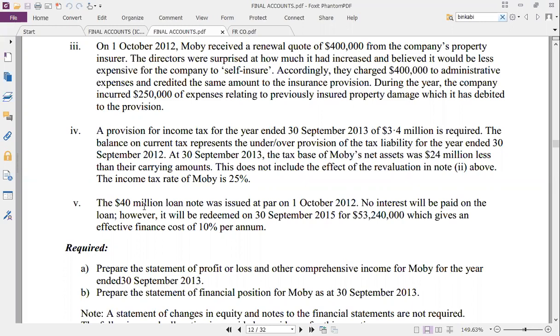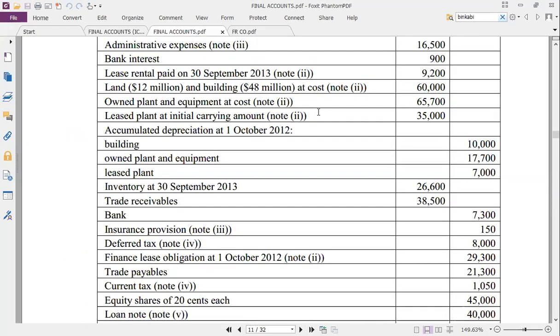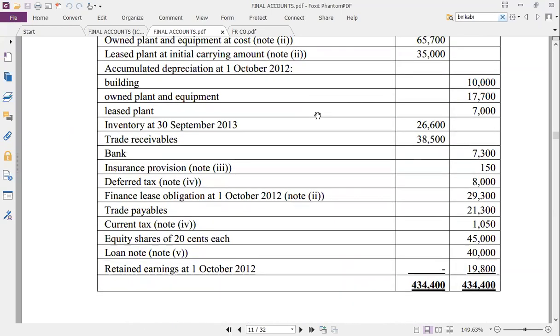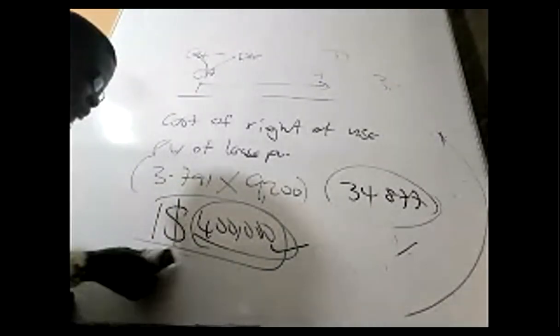So all you have to do is don't forget to calculate the movement in liability. This is a bit straightforward, but there are some technical issues. So let me do the calculation for you. If you check the trial balance here, you will not see any interest. You only see the loan notes of 40,000. Let's go to the board and perform some illustrations.